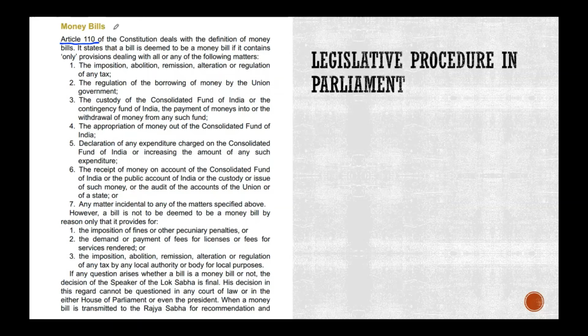Article 110 is the one that deals with your money bill. In that, it basically deals with imposition and abolition of tax, or regulation of borrowing of money by the Union government. Consolidated Fund of India, CFI, and then you have the Contingency Fund of India, or the money that goes into it or the money that is withdrawn from it. So I'm going to put CFI. This is about borrowing, and this is about tax related issues. I hope you get the point.